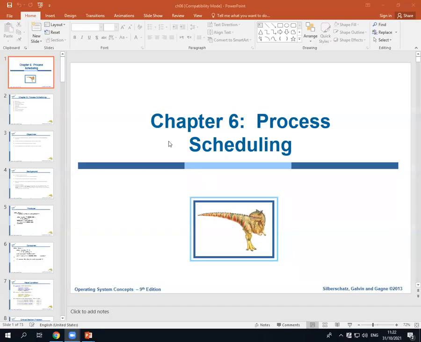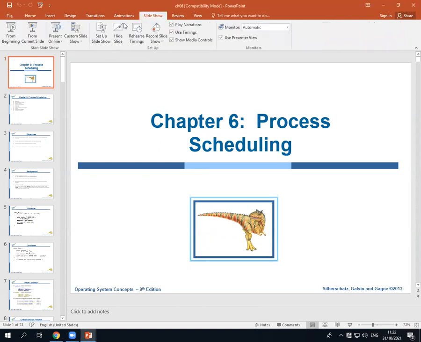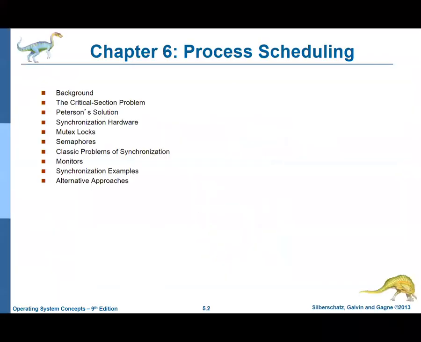Okay, so we're now in chapter 6, which is not process scheduling, it's process synchronization. It's a mistake here in the slide. Slideshow. And we're going to talk about the critical section problem.